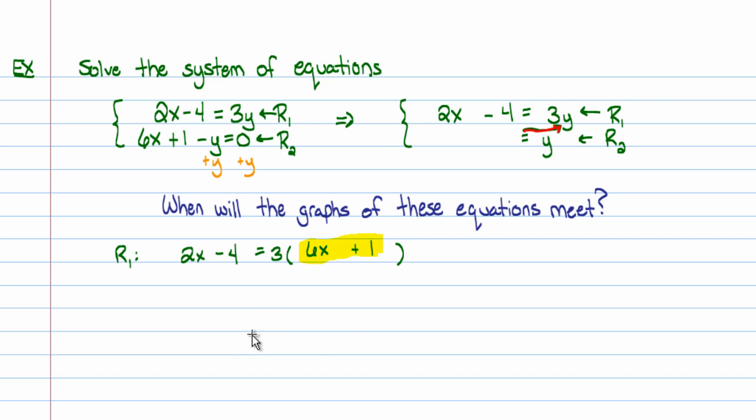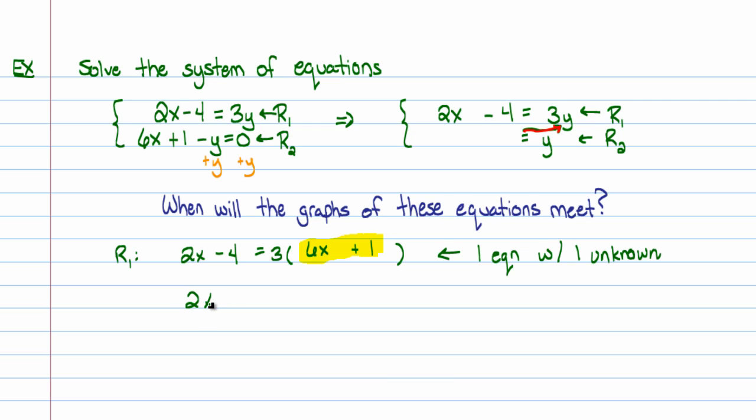Okay. And at this point, you have a single equation with one unknown. One equation with one unknown. And that's exactly what you want. You want one equation with one unknown, because that's typical for all the equations we've solved thus far in mathematics. So let's clean up this equation.